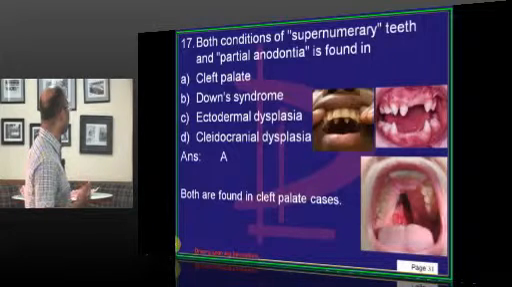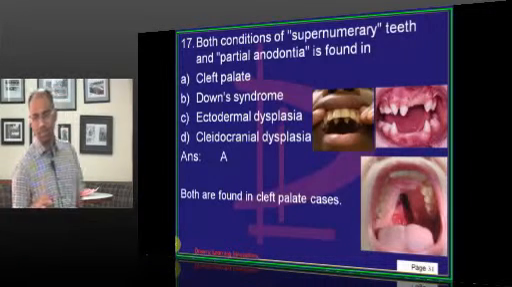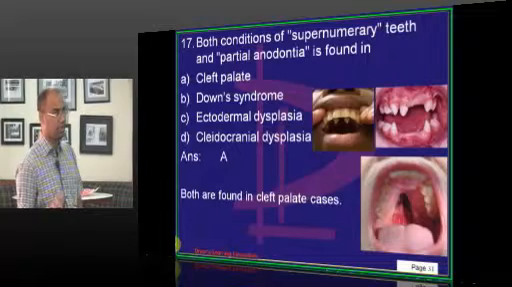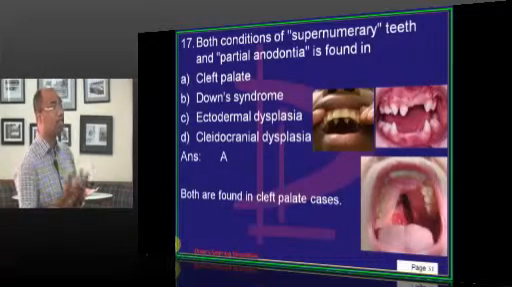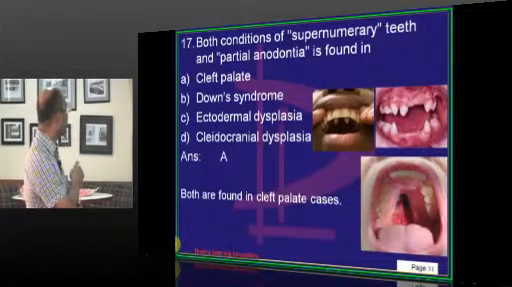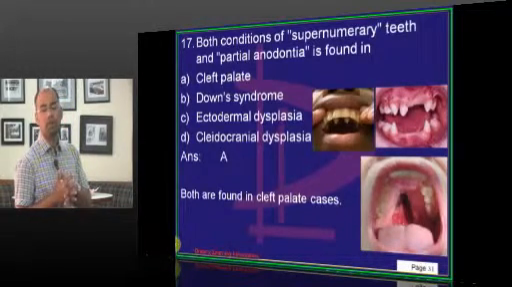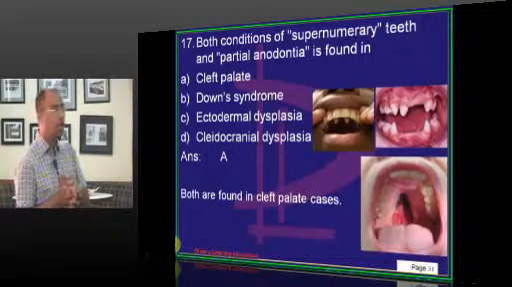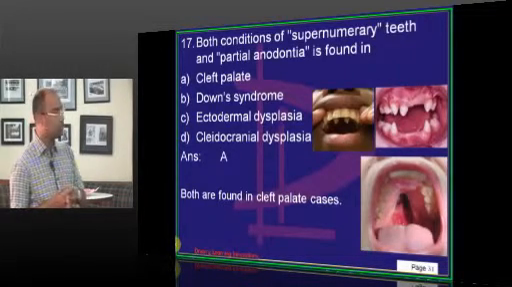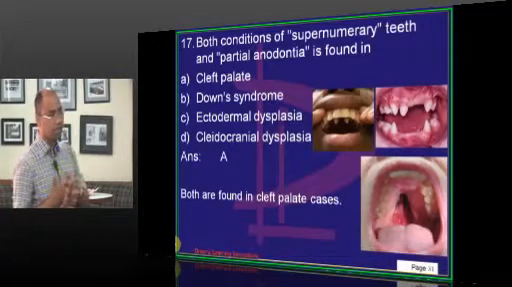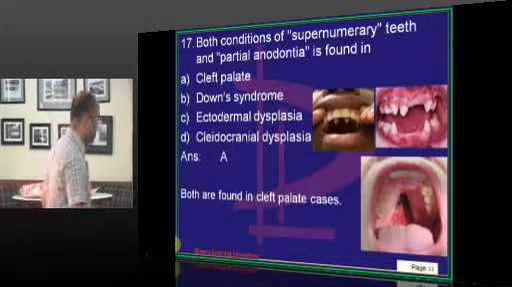Both conditions, supernumerary teeth and partial anodontia, are found in which condition? Supernumerary is extra teeth, and anodontia is absence of teeth. So in the number, you are seeing both contrasting features: one is more teeth, the other is fewer teeth. It is commonly seen in cleft palate, where if the cleft is running through the alveolus, that portion of the teeth is missing. Many times you see mesiodens or supernumerary teeth also, or a lateral incisor to be found, and the missing teeth are the lateral incisor, canine or premolar, because that is the region where the cleft normally runs.